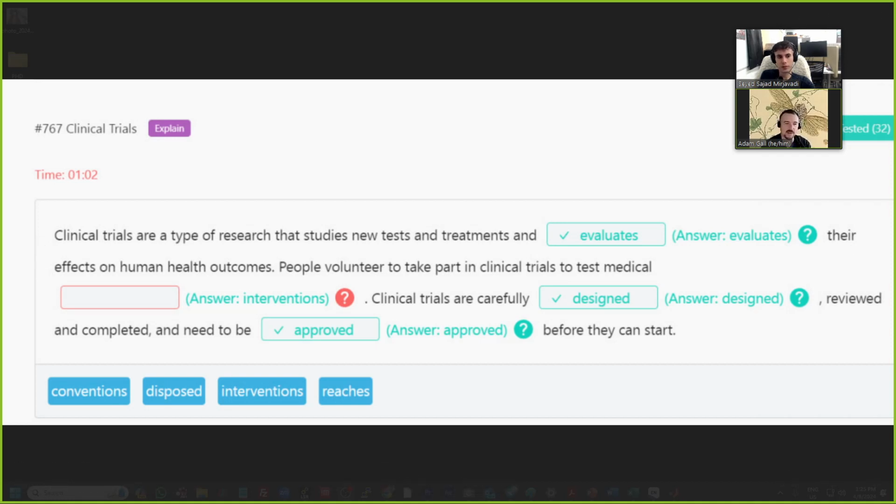Yeah, and I guess the question, because this is in passive voice, the question is who approves clinical trials? And it doesn't answer that question here. Okay, yeah, great.